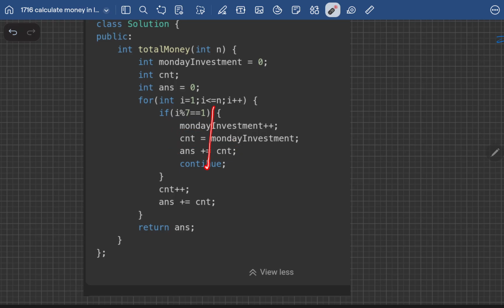If it is not Monday, then it will come here, and for the remaining days it will increment the count, whatever the count was in the previous day, and then update the answer. After all n days, it will return the answer.